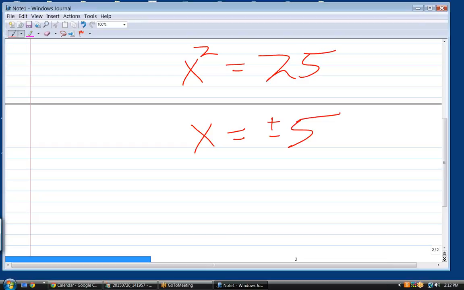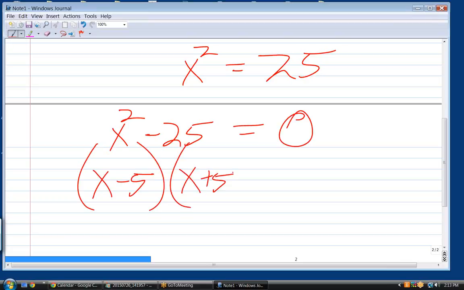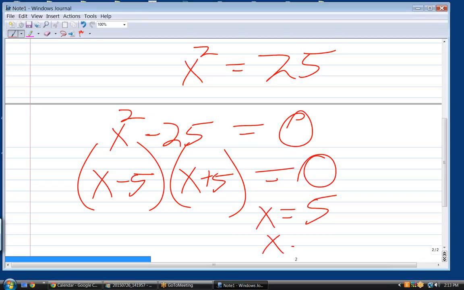Notice that minus 5 works just fine. Minus 5 squared is 25. The other way we could do this, it's actually harder, but it ensures you don't make a mistake, would be let's subtract 25 from both sides. And now we really do have difference of perfect squares, which factors into x minus 5 times x plus 5 equaling 0. And now you can see that your solutions are 5 and minus 5.